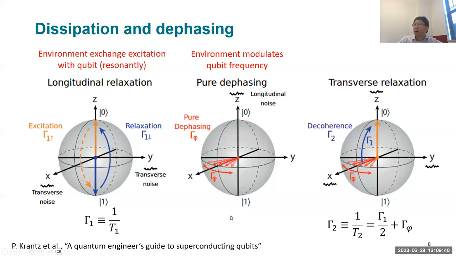So generally, experimentally, you're going to do a T1 measurement to know your gamma one, and you're going to do a T2 measurement, and you're going to use this formula to subtract out the T1 contribution, and you're going to learn the dephasing time of your qubit.